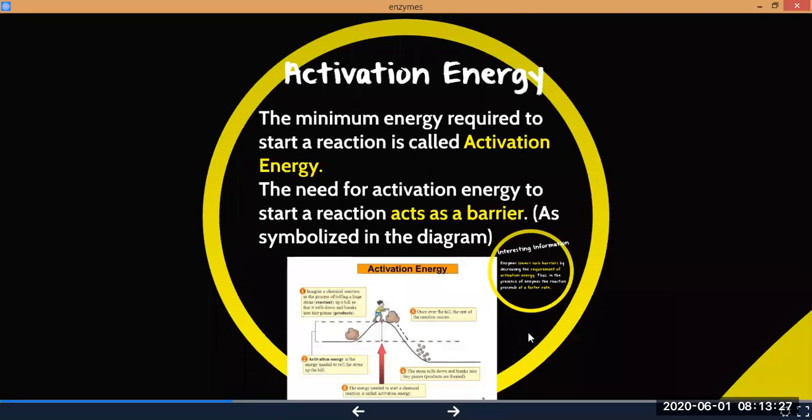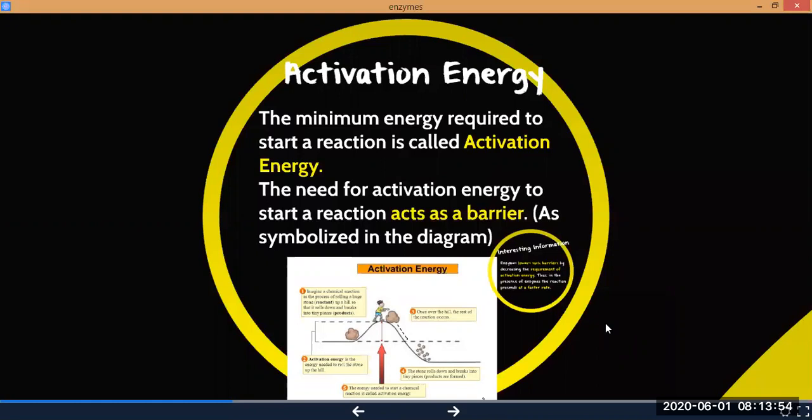Whenever a reaction happens, it requires energy. A reaction does not start on its own. Whatever reaction is happening in the world, whether in the non-living environment or in the living environment, it requires energy to start the reaction. And that minimum energy required to start a reaction is called activation energy.